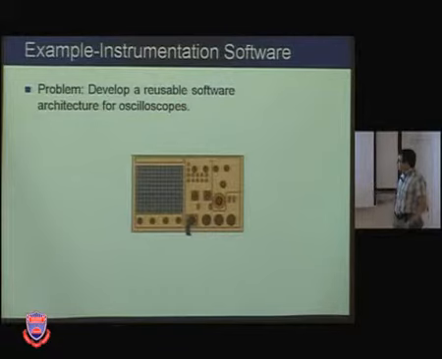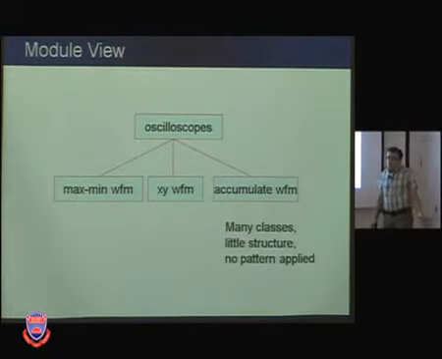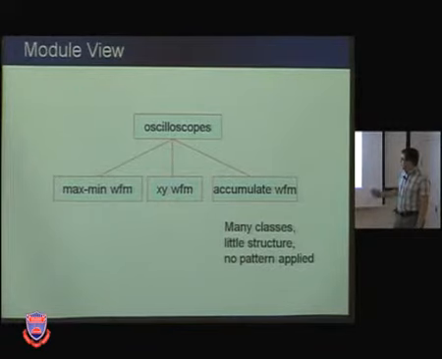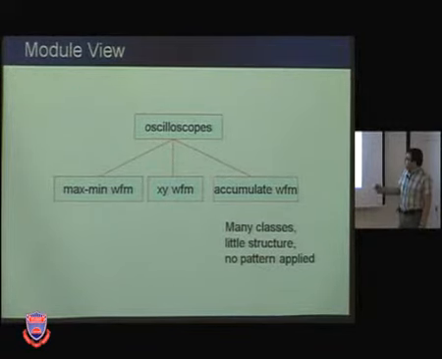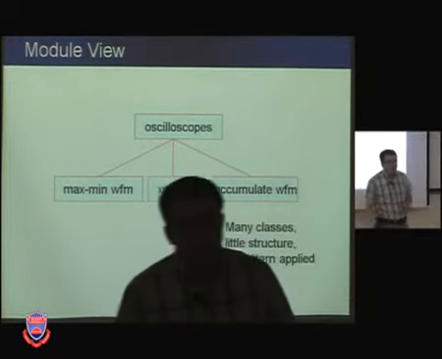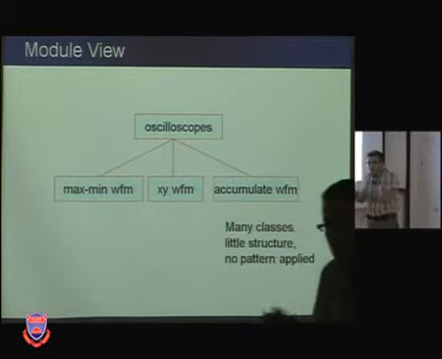This is an example of oscilloscopes. Develop a software architecture for this machine. It's also kind of an embedded system. We could define the domain model and then define the module view. We could say, okay, it consists of oscilloscopes, max, min, x, y, WFM, accumulate, so all the functions. Okay, this is not many classes, but in general you could end up with several classes. Like we have in the conceptual architecture, you could have domains, but no pattern applied yet.